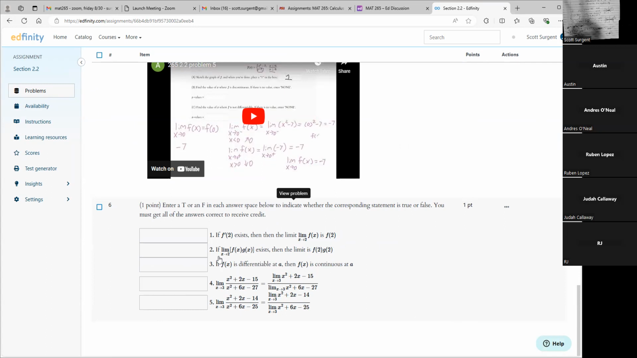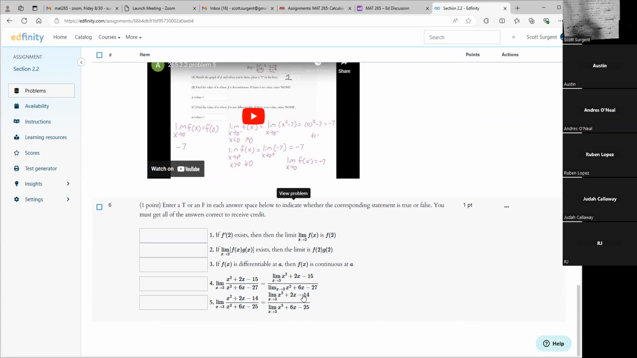For number 2, if the limit as x approaches 2 of f of x g of x exists, then the limit is the functional value. That's not necessarily true. You could have a hole there. That's the one we did before. I noticed that 4 and 5 look a little different. Let's verbalize 3. If f of x is differentiable at a, then it's continuous at a. That is true.